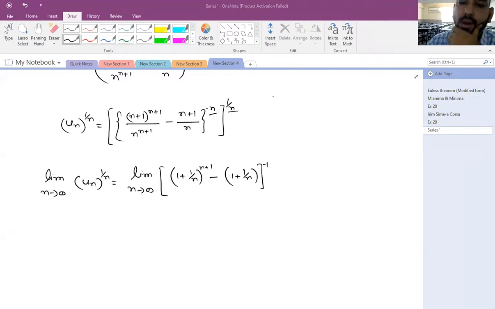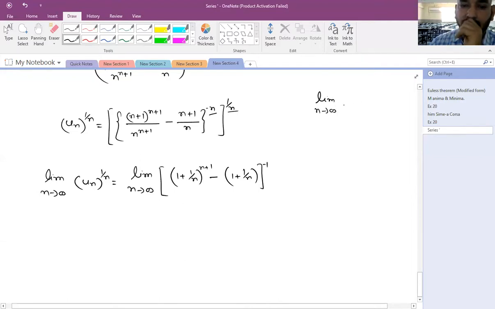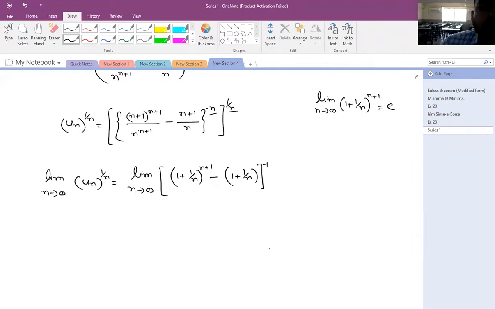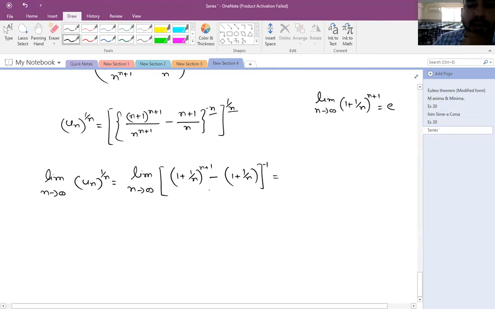What is this limit: n tending to infinity, (1 plus 1 by n) raised to n plus 1? Do you know this is e? So if I take the limit, this is e minus 1. This will be (1/e) raised to minus 1... so 1 upon e minus 1.